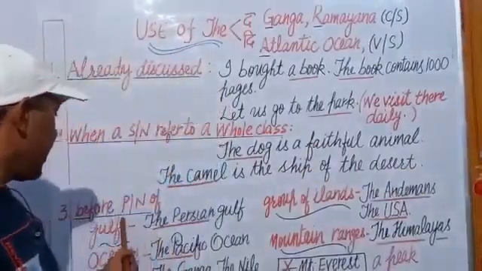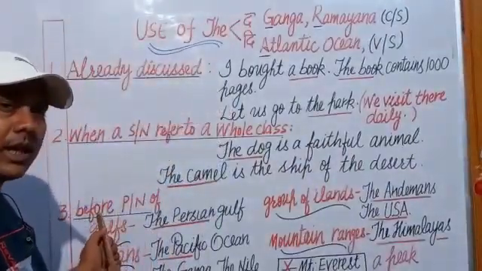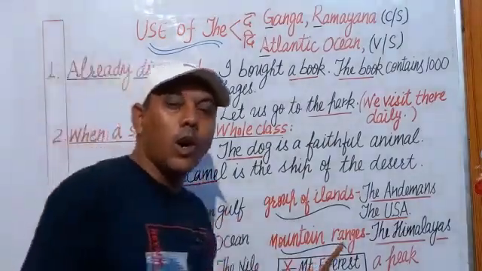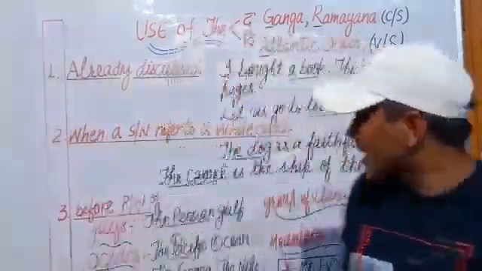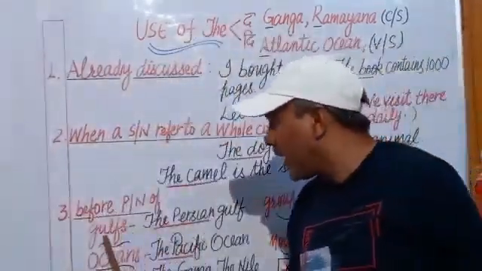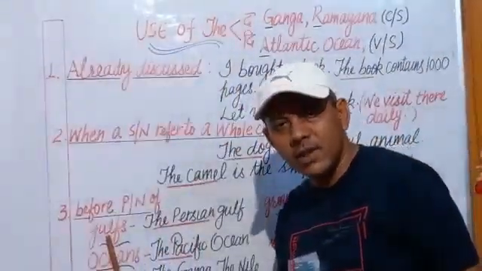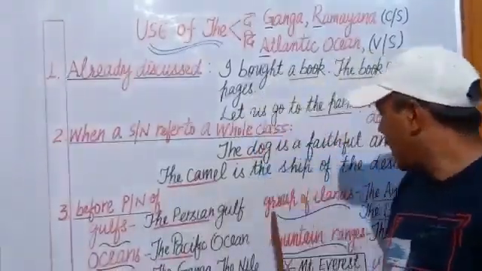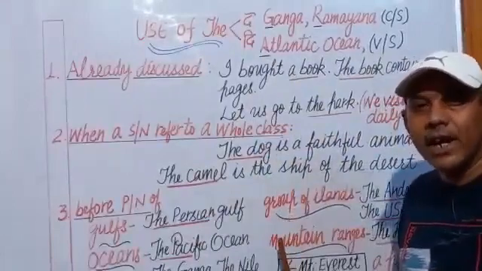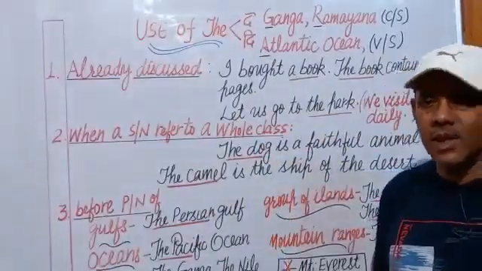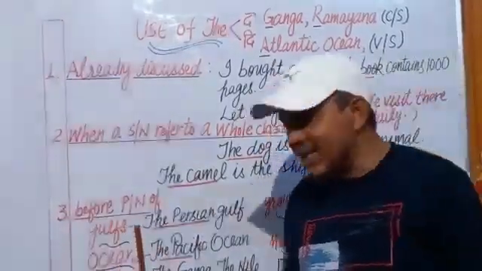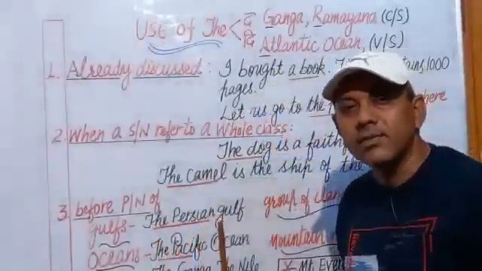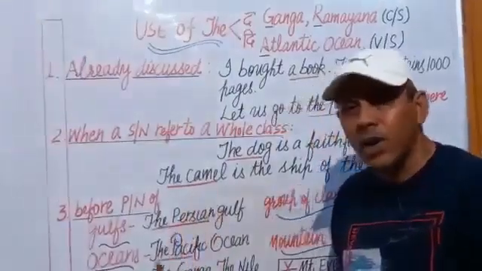And the third type is we use the before proper nouns of some types. For example, before names of gulfs, oceans, rivers, group of islands or range of mountains. Let's take example of each. Gulfs, the Persian Gulf. This is a proper noun.